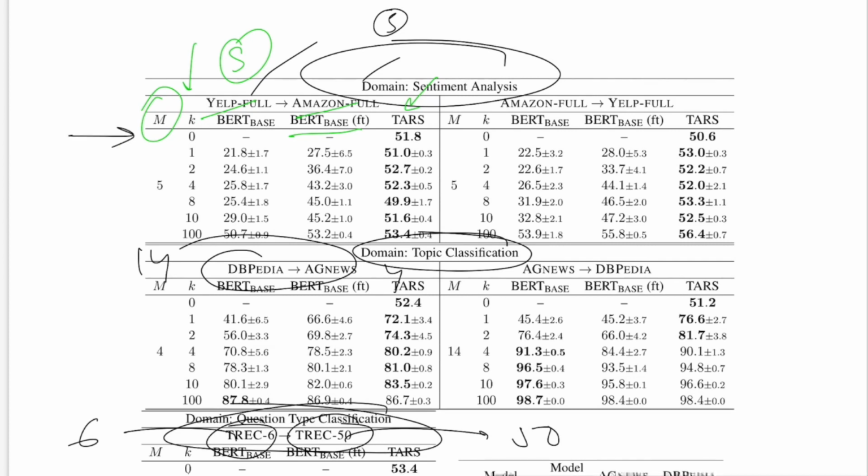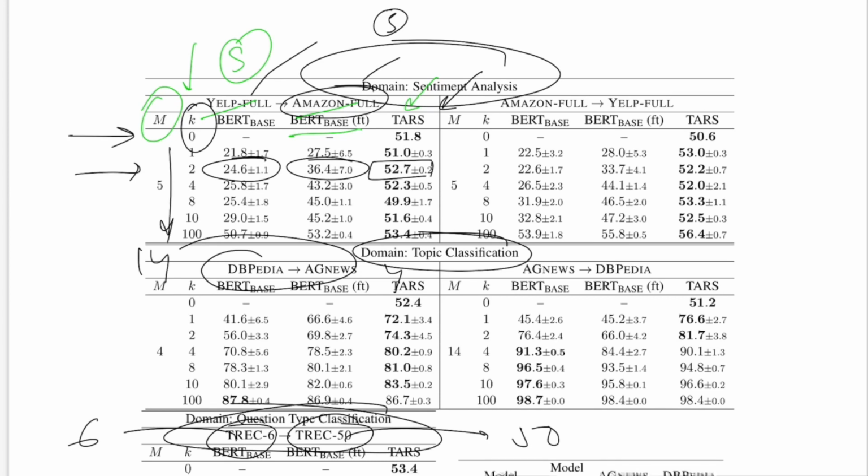So for the first row, where the value of K is equal to 0, which means you don't have any sample for the labels present in the Amazon full dataset, the method was able to scale pretty well and give a score of 51.8. Whereas if you have, let's say, 2 samples per label, a typical non-transfer learning would give you a 24.6 score. Whereas if you fine-tune with those K samples per label after training on Yelp full, you'll get a 36 score. And with TARS, you were getting a way higher score, which was 52.7. So clearly the model is able to scale really well under few-shot learning.